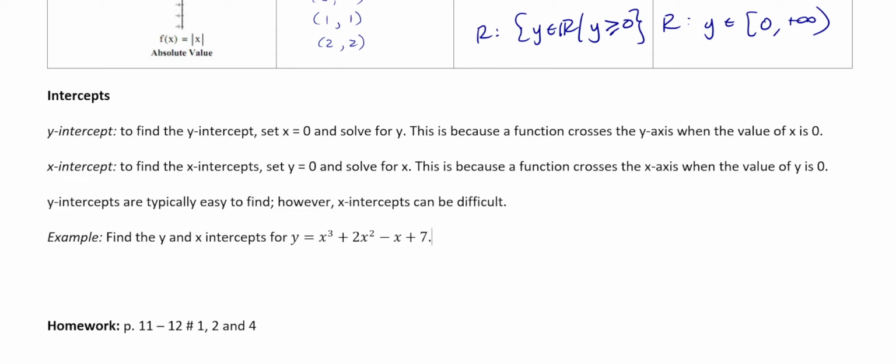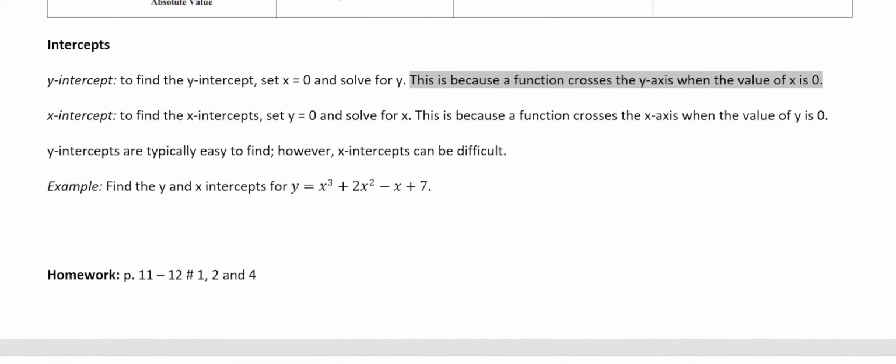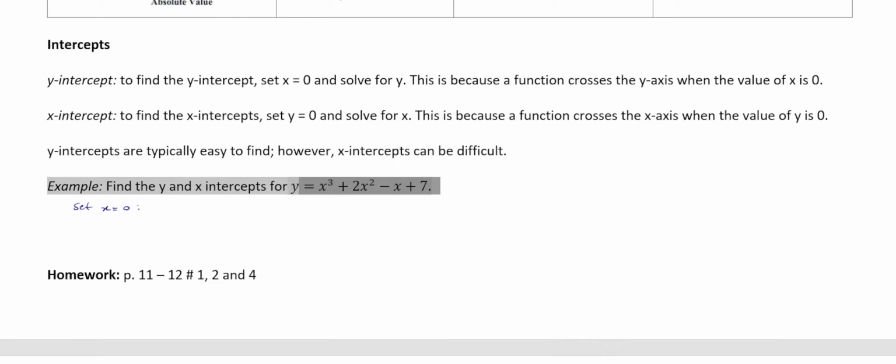So let's start with the y-intercept. They're typically easy to find because all you have to do is set x equal to 0. You set x equal to 0 because when x is equal to 0, that's when the function crosses the y-axis. So let's go ahead and do that over here. If I look at this function and I set x equal to 0, that's going to eliminate the first term, the second term, and the third term. So I'm just going to have y equal to 0 cubed plus 2 times 0 squared minus 0 plus 7. I'm just going to have y equal to 7.